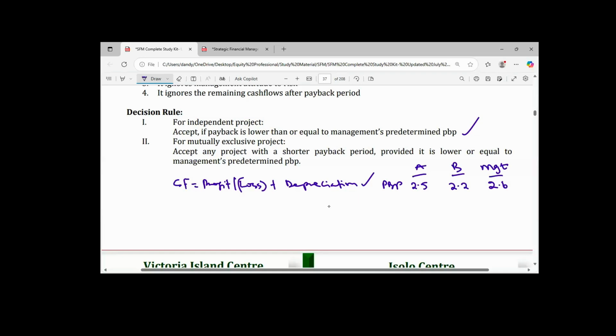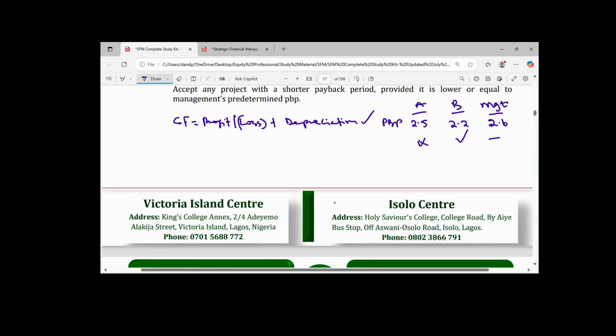However, since the two of them are mutually exclusive, that is, you cannot accept the two projects together, any project with a shorter payback period will be undertaken. So this means that only project B qualifies for this purpose. So project B should be accepted. Only project B should be accepted. So that is what you need to do under mutually exclusive projects. However, pay attention to what I'm about to say.